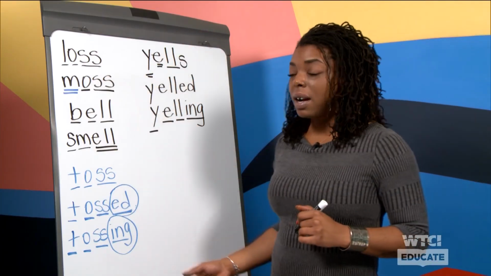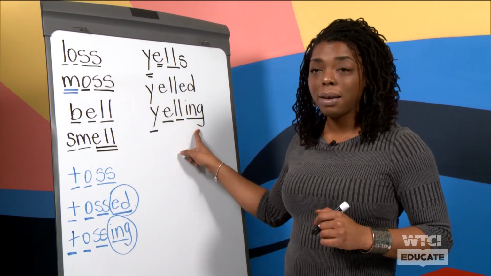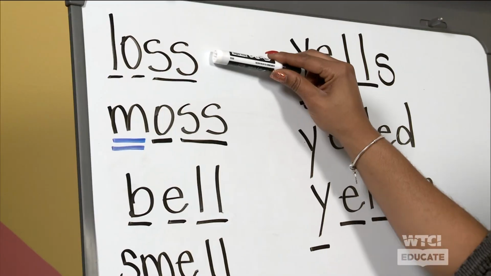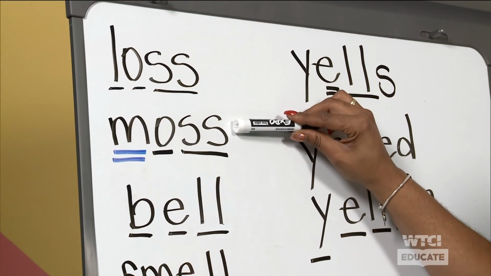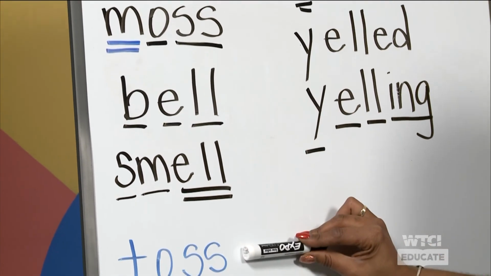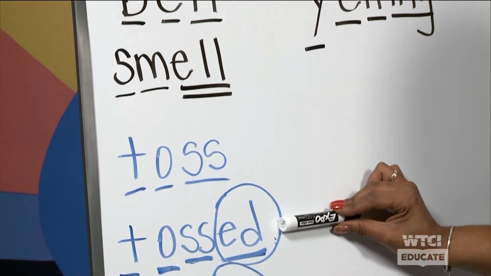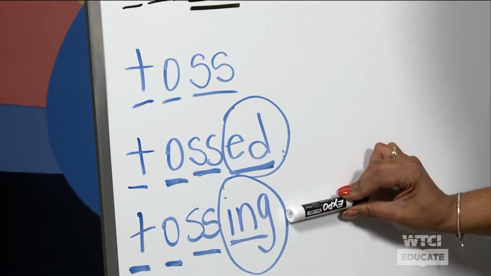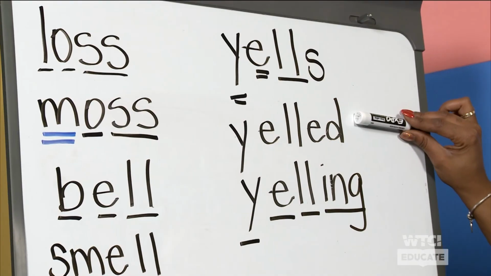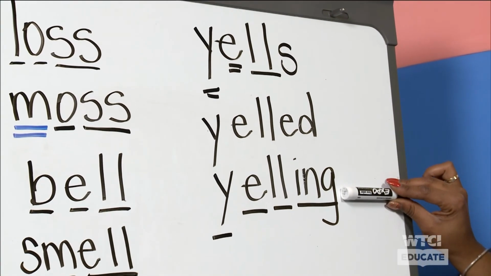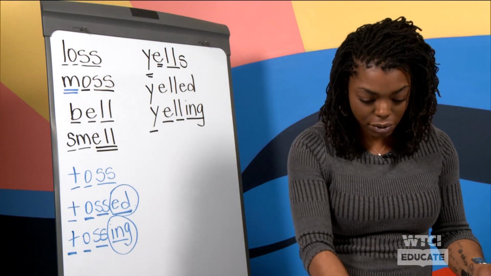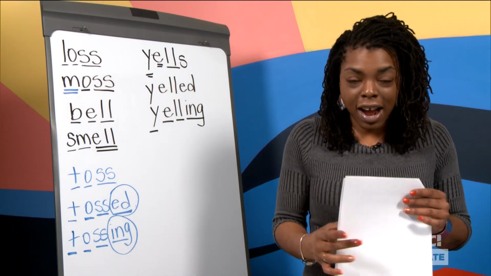Let's go through these words together from the top to the bottom, and then we're going to work on one last thing. Here we go. Loss, moss, bell, smell, toss, tossed, tossing. Great job. Keep going. Yells, yelled, yelling. Awesome work.